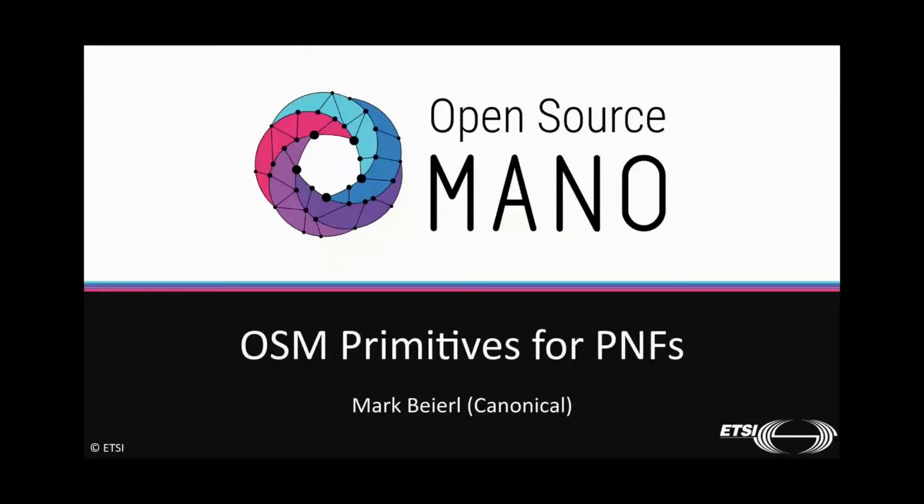So now I'm going to be diving into what I believe is the next simplest example of how these operators and how charms work with OSM. And that is going to be orchestrating a physical network function. This is going to be a relatively simple set of operations, but they're going to do concrete actions. So that's why I think it's going to be a good introduction.